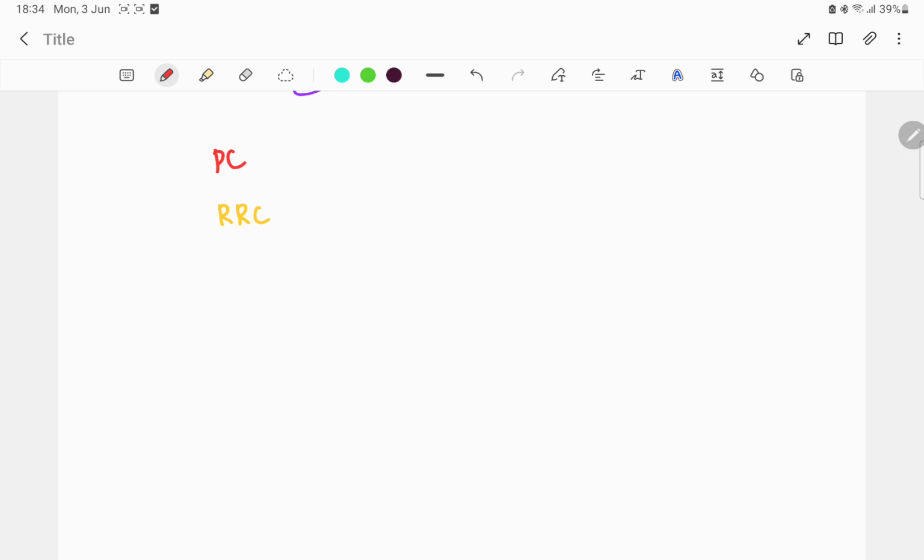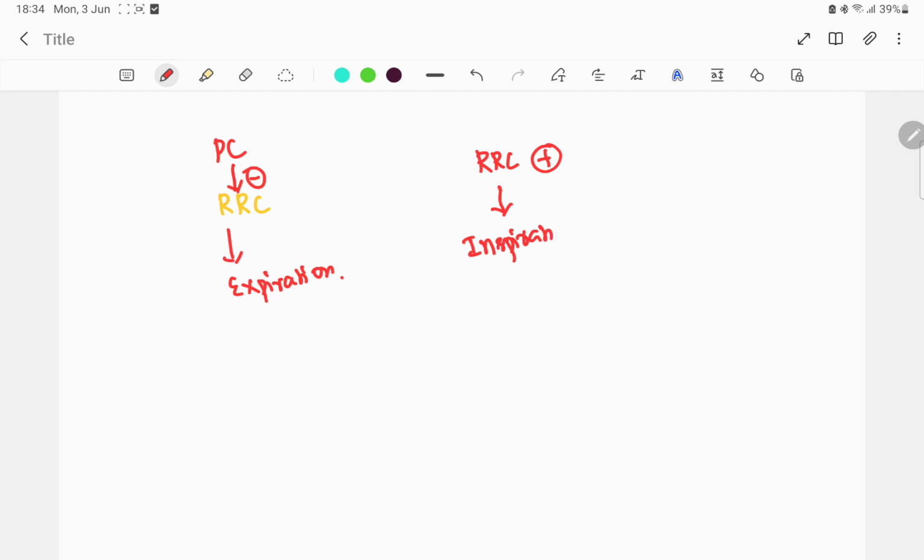See here, PC is the pneumotaxic center. The pneumotaxic center inhibits the respiratory rhythm center. Whenever the respiratory rhythm center is inhibited, there is no inspiration, so expiration takes place. Whenever the pneumotaxic center is in an inactive state, the respiratory rhythm center will be active. Whenever the respiratory rhythm center is active, inspiration takes place. So what is the function of the pneumotaxic center?